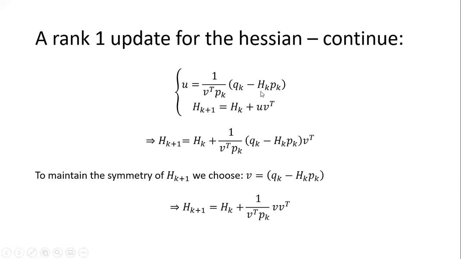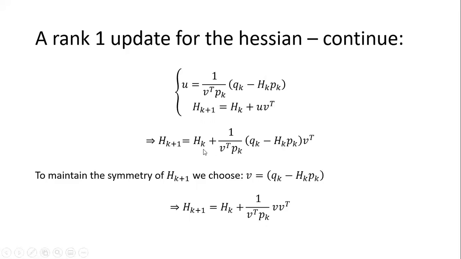Now, using the u we found and the rank-one update equation of the Hessian, we get that Hk plus 1 equals Hk plus 1 divided by v transpose pk, multiplied by qk minus Hk pk, v transpose. We know that the Hessian has to be a symmetric matrix, and we have a sum. So if each matrix in the sum is symmetric, the Hessian is also symmetric.